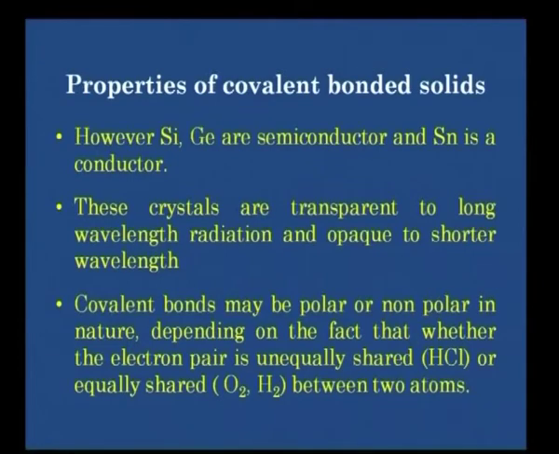What is the difference between a semiconductor and an insulator? Nothing. The only thing is, in an insulator the band gap is large. Diamond has 7.4 eV, the gap is large. In a semiconductor, the energy gap will be lesser, right. But otherwise both are the same; qualitatively they are the same, but quantitatively the energy gap will be smaller. Of course, these crystals are transparent to long wavelength radiation and opaque to shorter wavelength. Covalent bonds may be polar or non-polar in nature, depending upon whether the electron pair is unequally shared or equally shared.